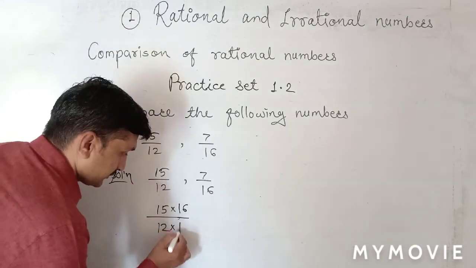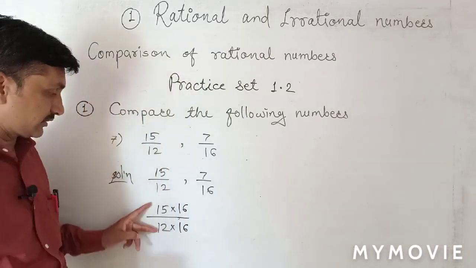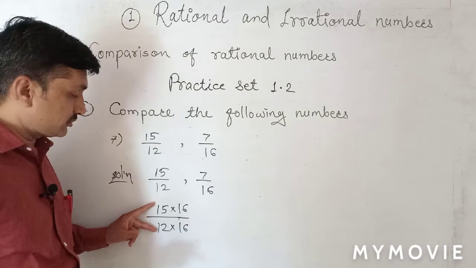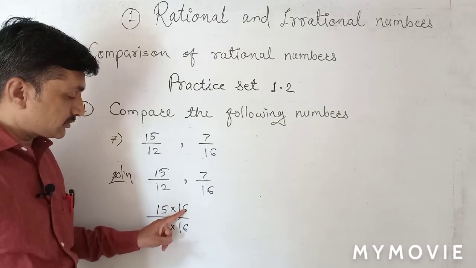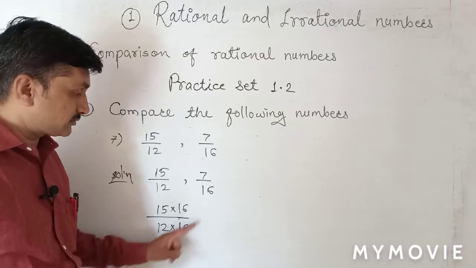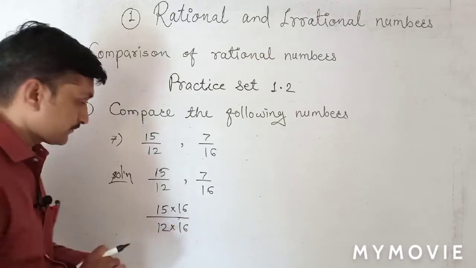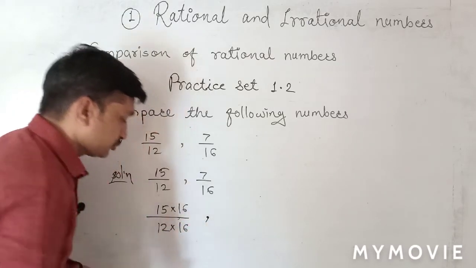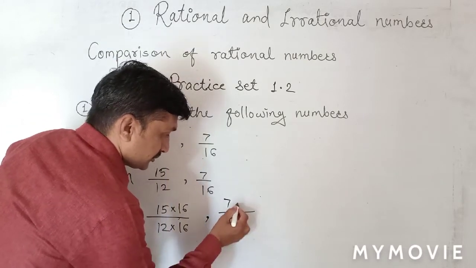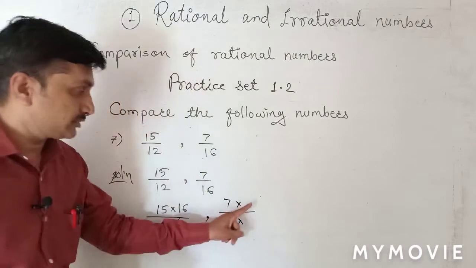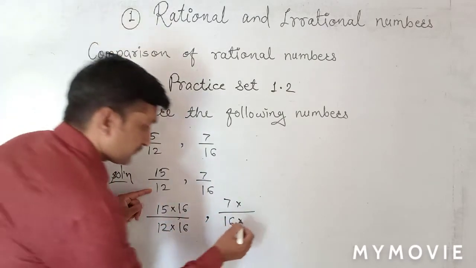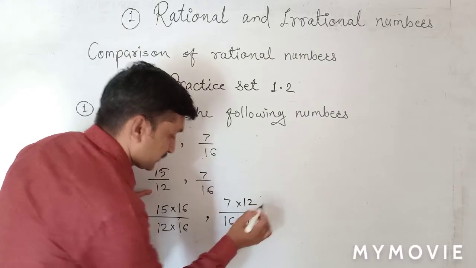Here and here also. See, 15 upon 12, the first fraction: multiply and divide at both places by the denominator of the second. I give a comma here again. Now the second fraction is 7 upon 16. Here also you multiply in numerator and denominator by the denominator of the second, meaning 12. Here 12 and here also 12.